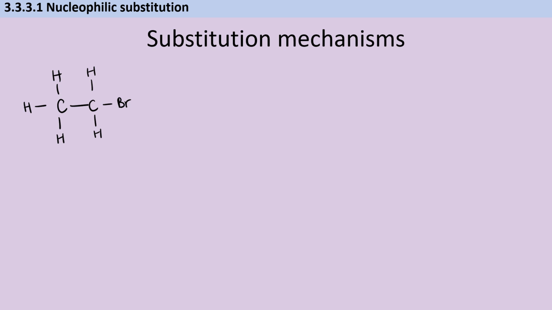We've got one more type of substitution reaction to look at, so pause the video and write down what you think this halogenoalkane is called. If you said bromoethane, then you're right.